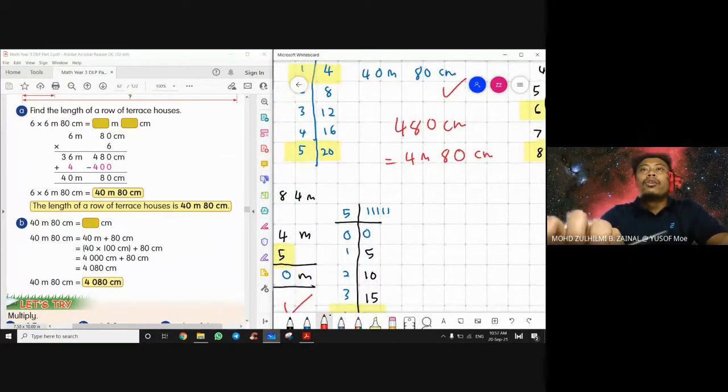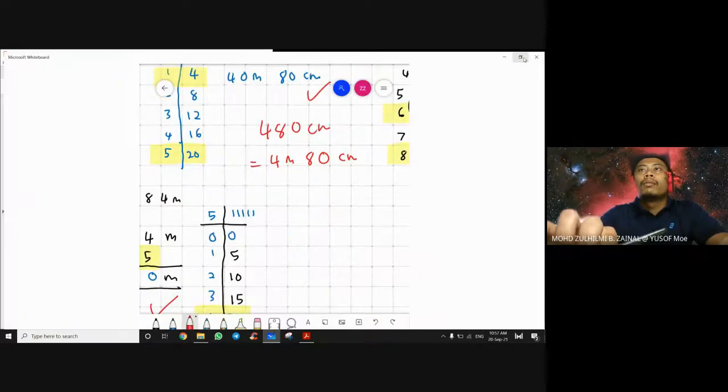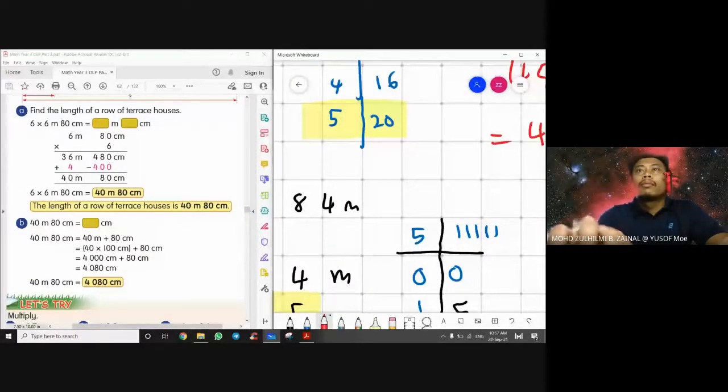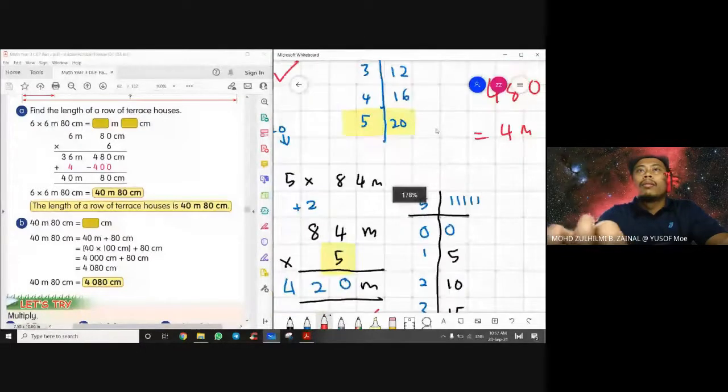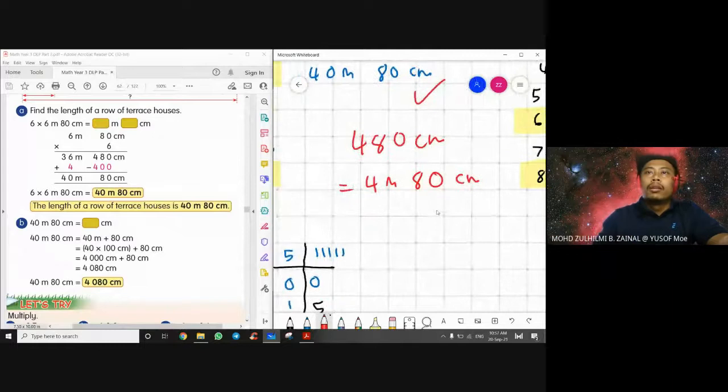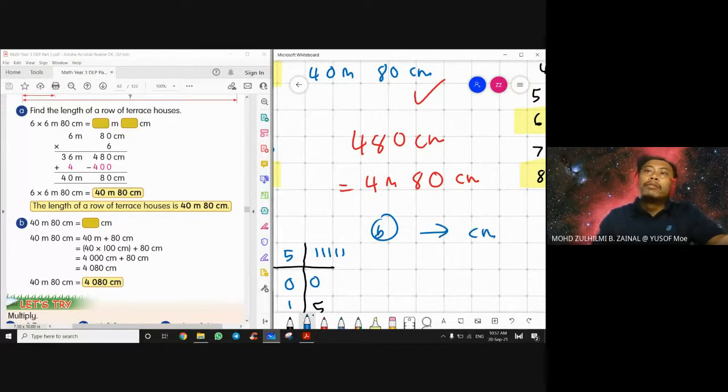Okay, you have, mana tadi? Where's the answer? Okay, here. You have 40 meter, 80 centimeter as your answer. Okay, for B. Tukar, change into centimeter. Saya nak dalam centimeter. So remember, 1 meter equals to 100 centimeters. So you just change the 40 meter lah.